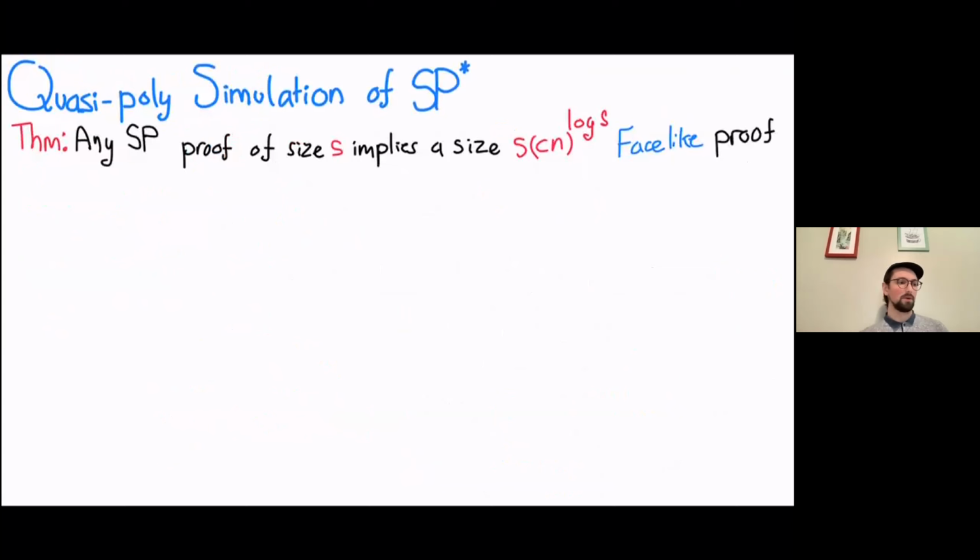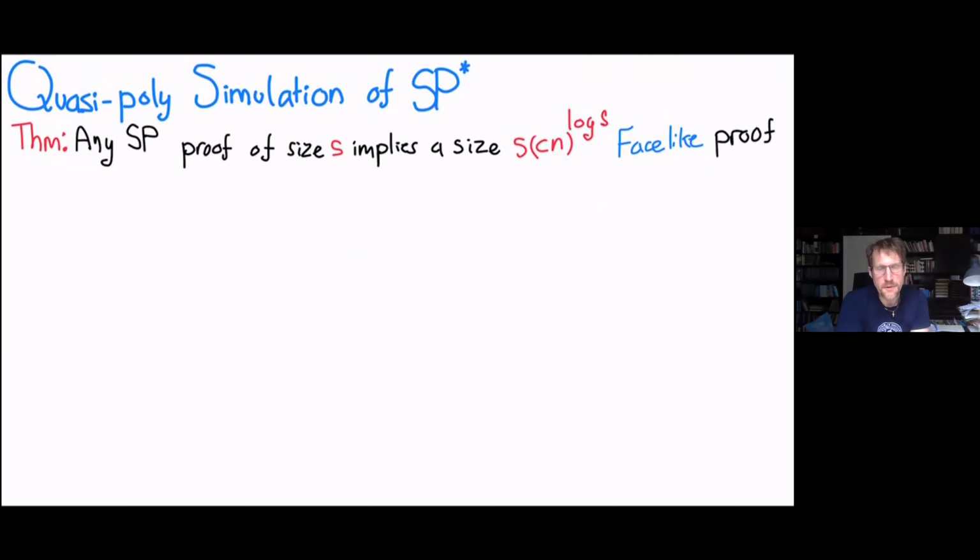And now we want to show that we can quasi-polynomially simulate stabbing planes. So here's the formal statement of the theorem. Any stabbing planes proof of size S and coefficient size C, so this is the maximum magnitude of the coefficients, results in a size S times C times N to the log S face-like stabbing planes proof, or cutting planes proof.